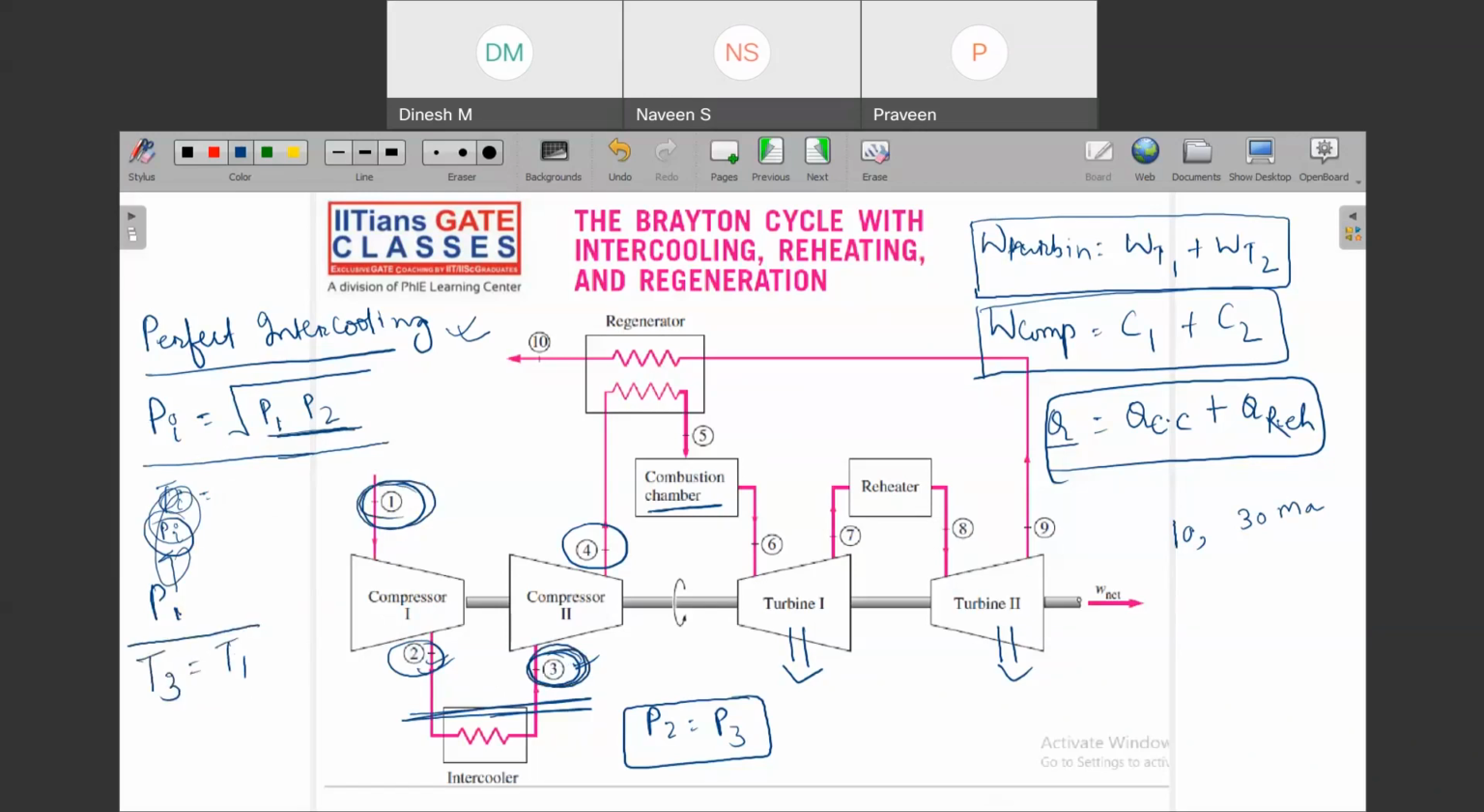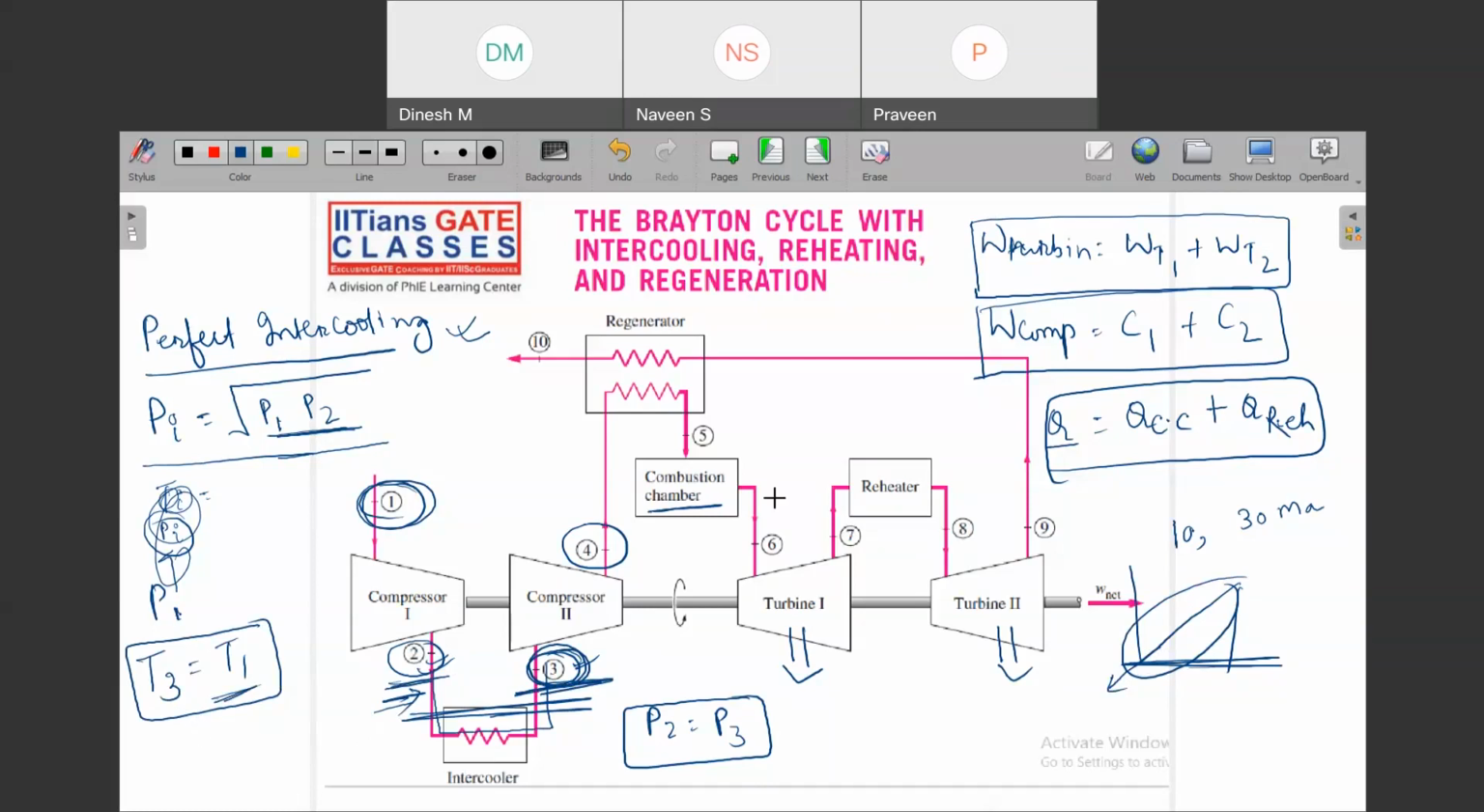Please mind, I am writing with respect to this diagram only. So what I am trying to say is that when you are at P2, from P2 to P3 your pressure is constant. But I told you that your temperature was decreasing, right? Then the question is, till what point should I cool? I should cool to T3, which is equal to T1. Okay, got the idea?